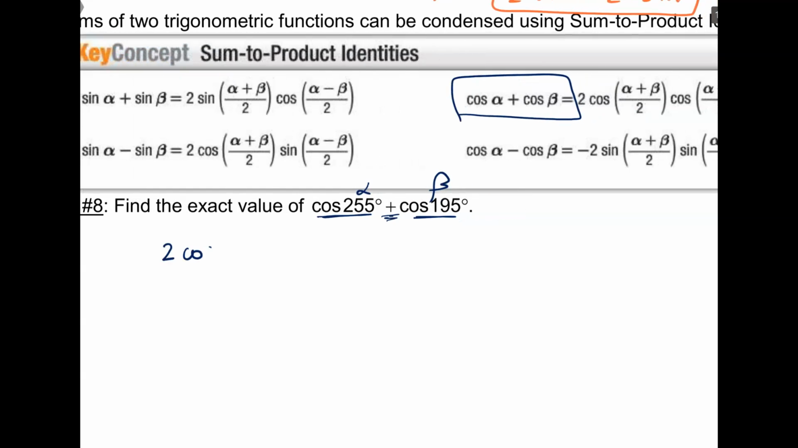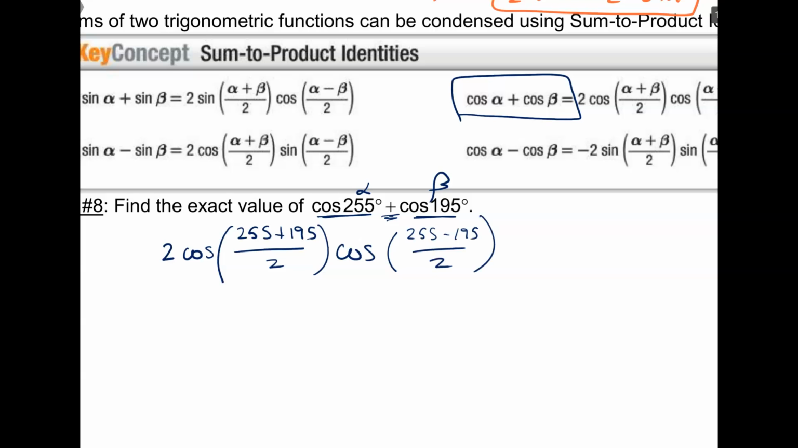So I have 2 times cosine of (255 plus 195) all over 2, times cosine of (255 minus 195) over 2. Question, could the 2 just cross out the 2? No, because the 2 is inside of cosine. It's cosine of all this stuff, so you can't just cross out things inside. When you're taking cosine of it, it doesn't cross out from the inside. Have you ever calculated this stuff? Ask that question in 10 seconds once we simplify this, because the answer is you don't need it.